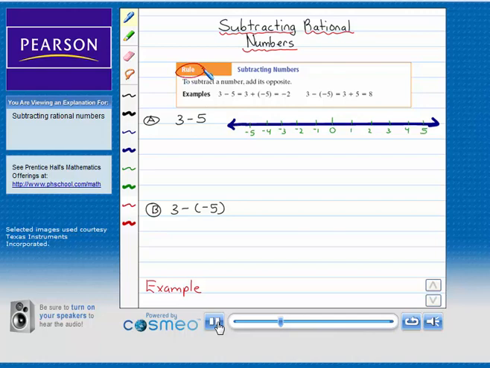Now the rule that we use for subtracting numbers is to subtract a number, you add its opposite. So we're going to go ahead and do these two examples right here. The first one is 3 minus 5.